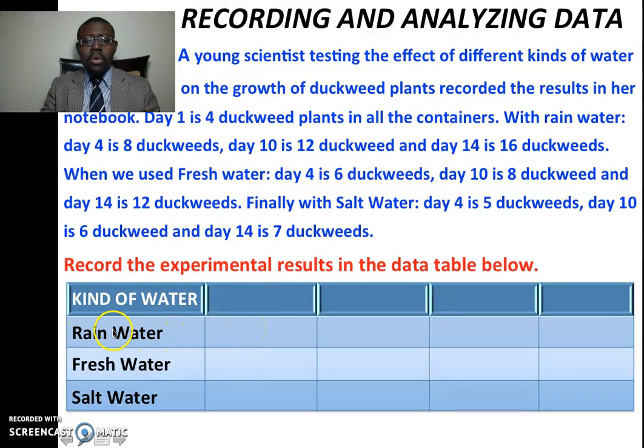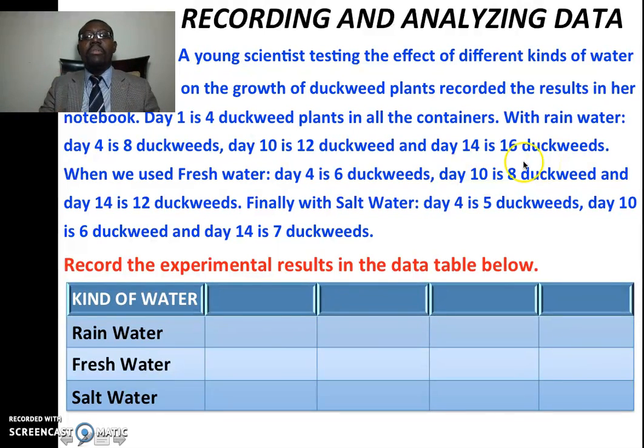Now let's look at rainwater. With rainwater, it says day 4, you are going to have 8 dark-wheats. Day 10, you are going to have 12 dark-wheats. And day 14, you are going to have 16 dark-wheats.